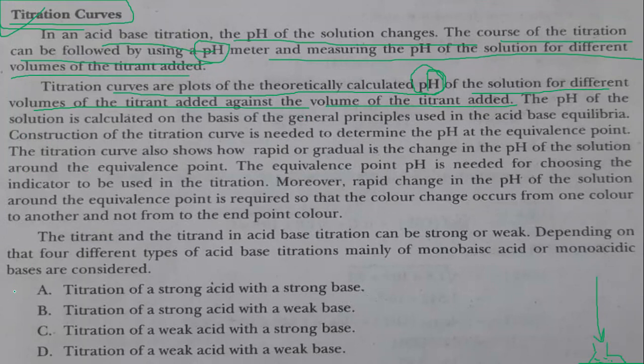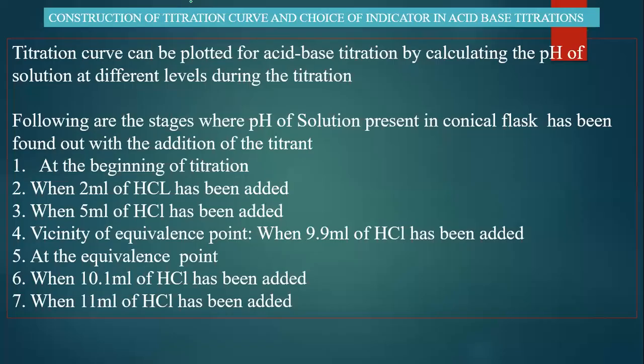Different types of titration curve depend upon the titration: strong acid with strong base, strong acid with weak base, weak acid with strong base, weak acid with weak base. These are the titration curves we can easily plot. Very easy.